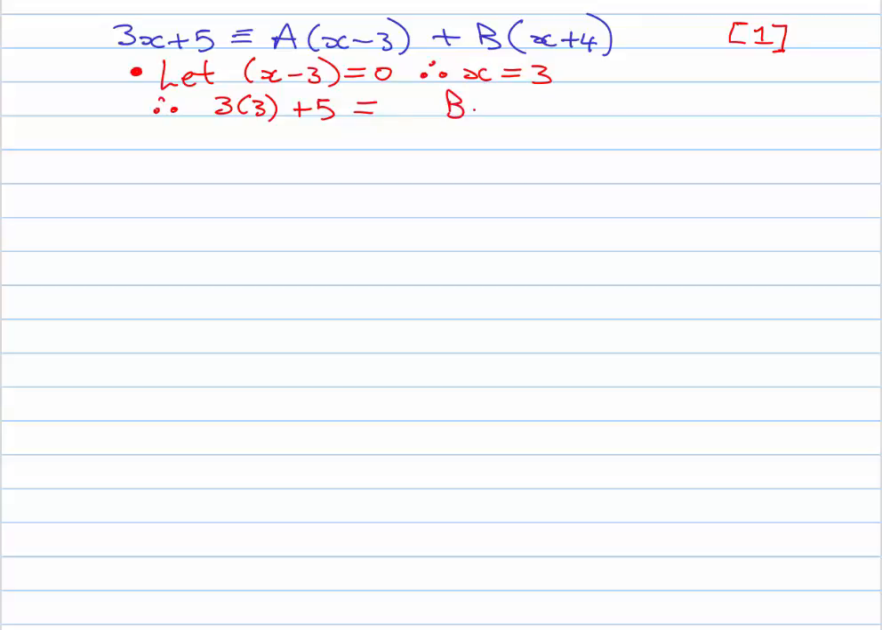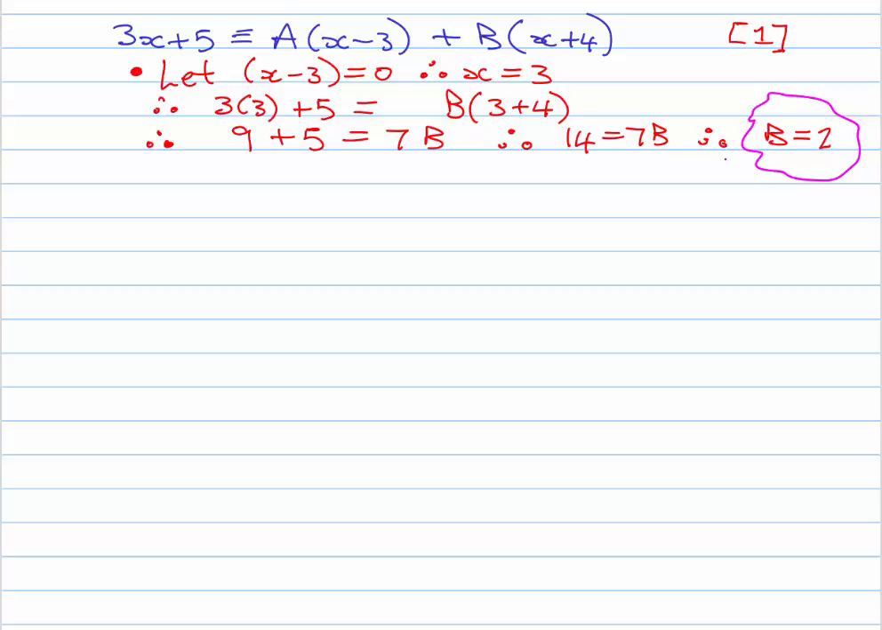And then we've got b lots of x is 3 plus 4, so I'm just rewriting this expression 1 here. Okay, let's simplify what we have. 3 3s are 9 plus 5 equals 7b. Therefore, 14 equals 7b. Therefore, b is 14 over 7, of course. b equals 2.